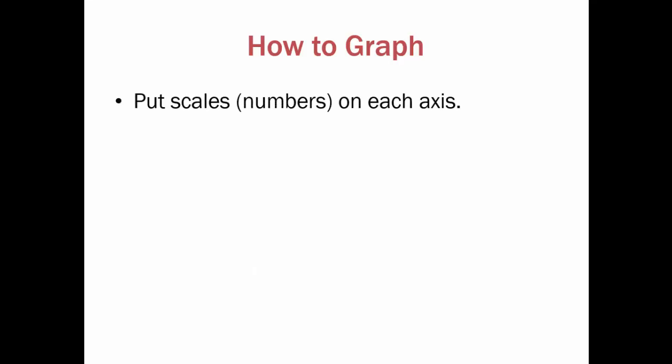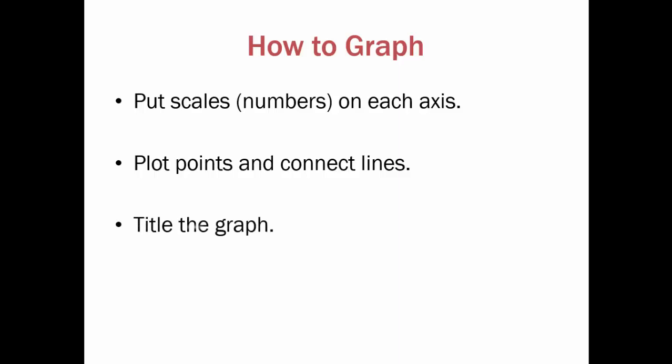The next thing you do is to put your scales or numbers on each axis. Keep them even and make sure they represent your data that you have. Then you plot your points and connect the lines. The last thing you do is to title your graph.